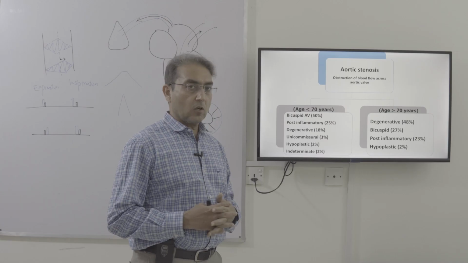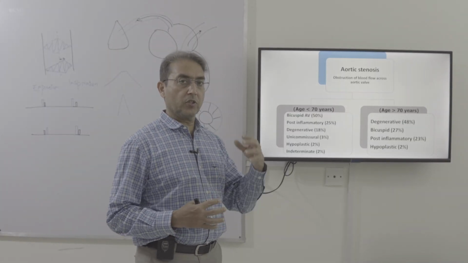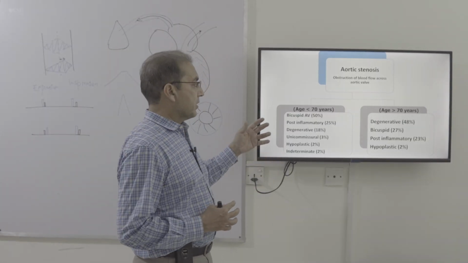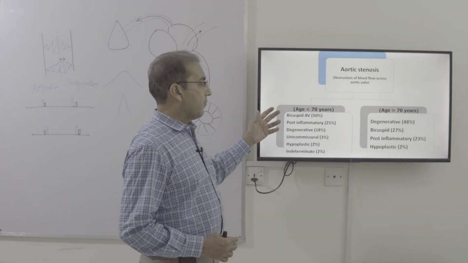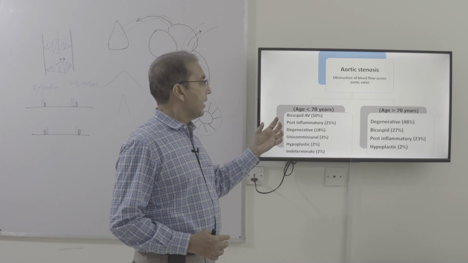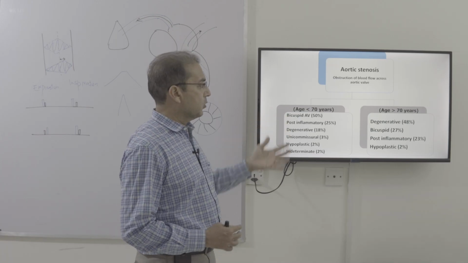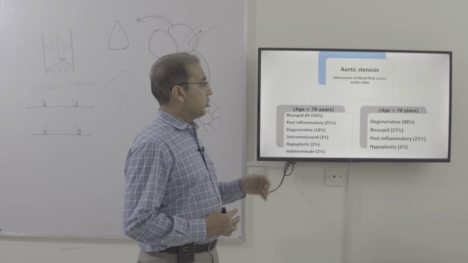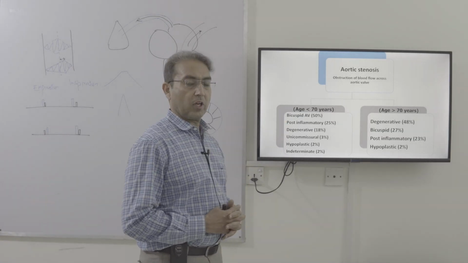Aortic valve is normally a tricuspid valve. It has three cusps. In some patients, they have a congenital abnormality when they have only two valves, and these valves tend to become stenotic as the age passes by. So patients who are less than 70 years old, majority of them are suffering from a bicuspid aortic valve.